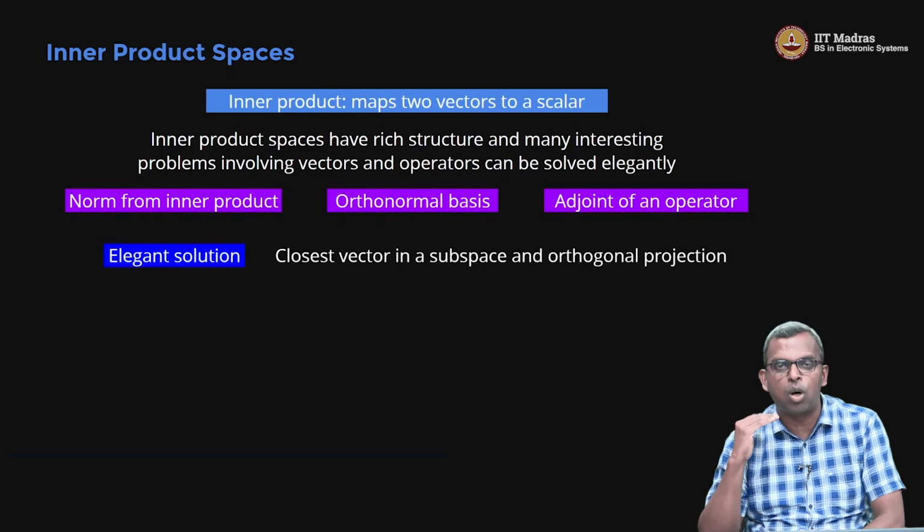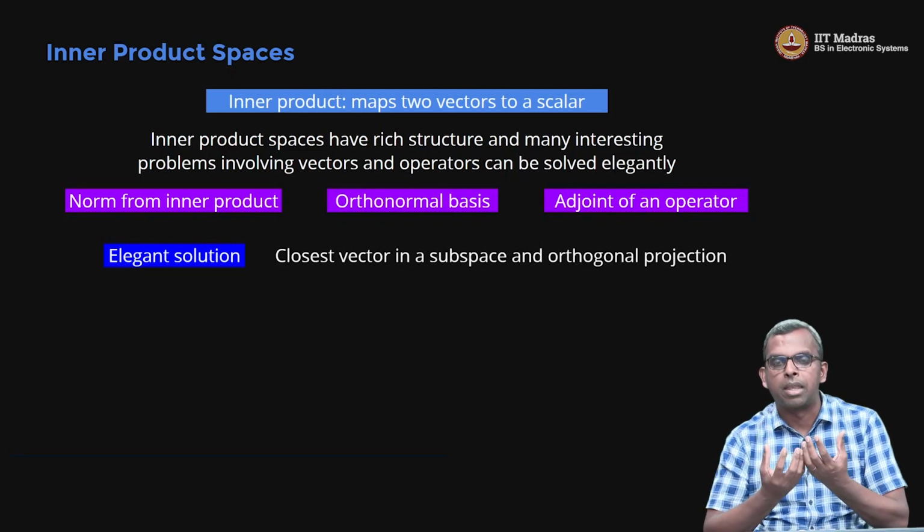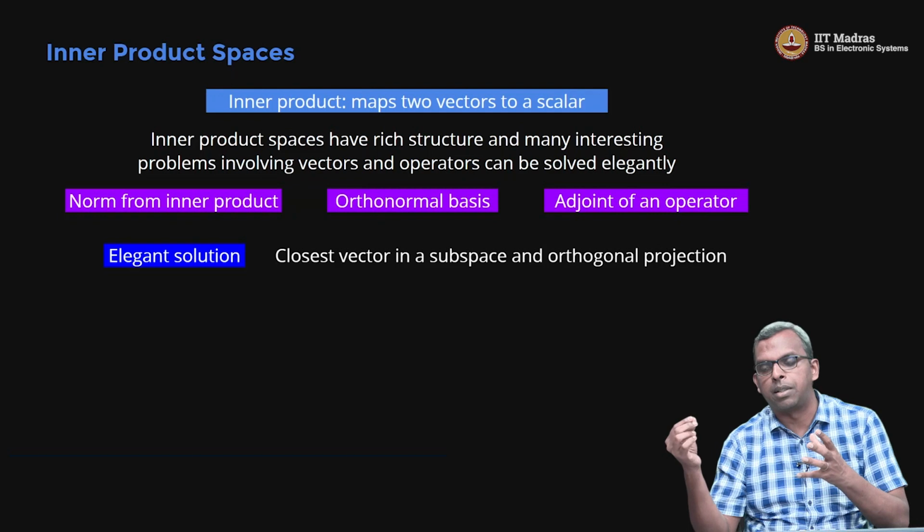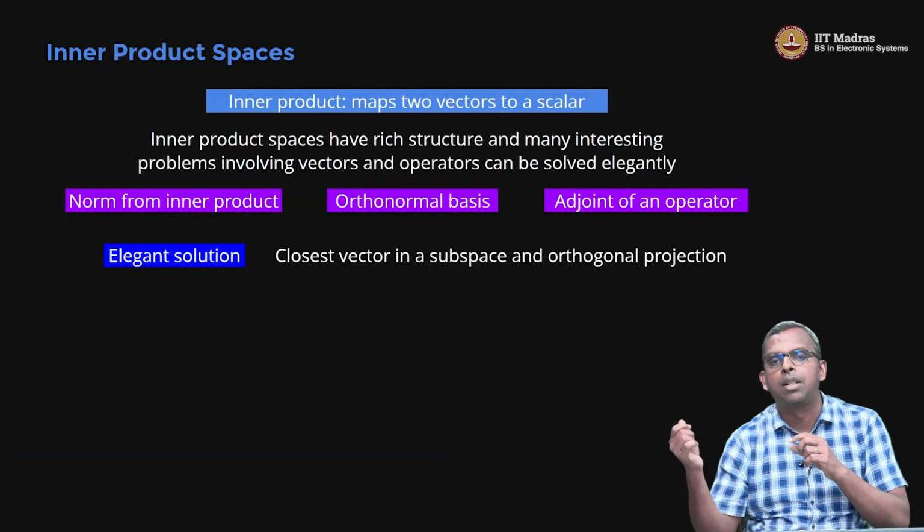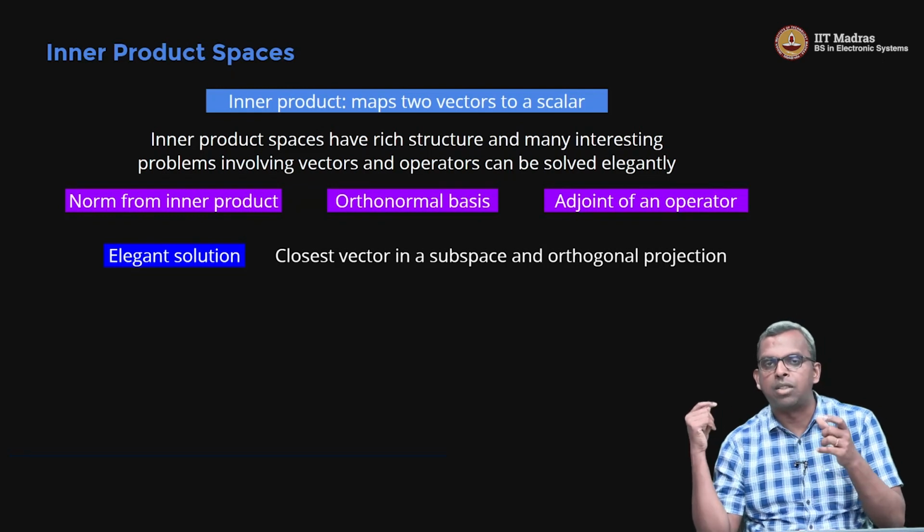One problem that we saw is if you have a subspace and if you have a vector outside the subspace, what is the closest vector in the subspace to the vector outside it? So that was a crucial idea that we saw, and that is obtained by this orthogonal projection.